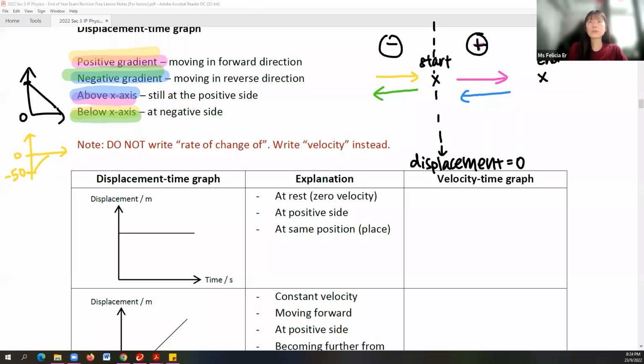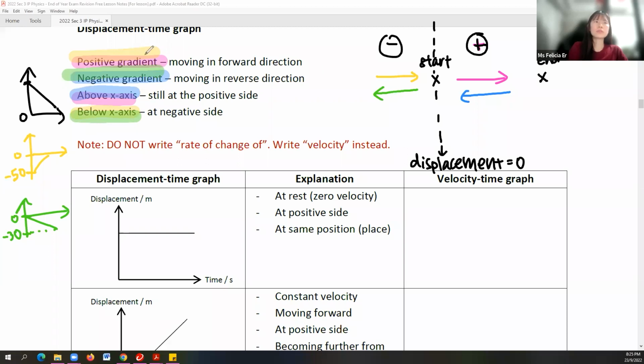Then lastly, the green arrow, which is negative gradient and below the x-axis. Such a graph will be something like that. You are at the start point, and then it's a negative gradient, right? You know, math, positive, negative gradient. Negative gradient means you are moving further and further away from the start point, because the start point is displacement 0. At the end, maybe your displacement is like -30. That's why, from the start point, you go further and further away.